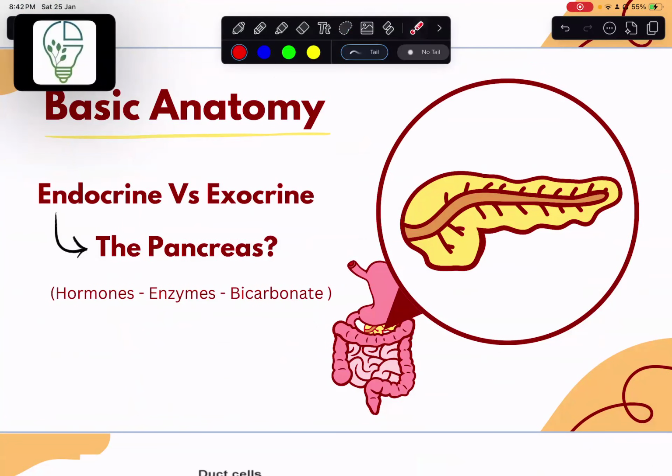Starting off with the basic anatomy of the pancreas, we know we have two types of glands, endocrine and exocrine. The difference is endocrine glands produce their secretions straight into the bloodstream, while exocrine glands secrete through a duct. Very few glands have a mix of both, and the pancreas is one of them. From the endocrine secretions, we have two main hormones, insulin and glucagon. For the exocrine secretions, we have the enzymes and bicarbonate that we are going to discuss today.